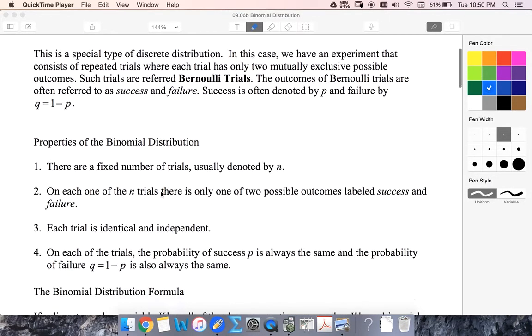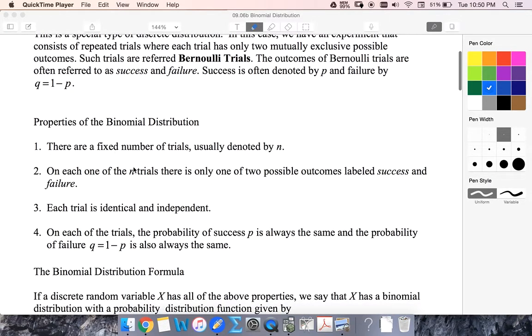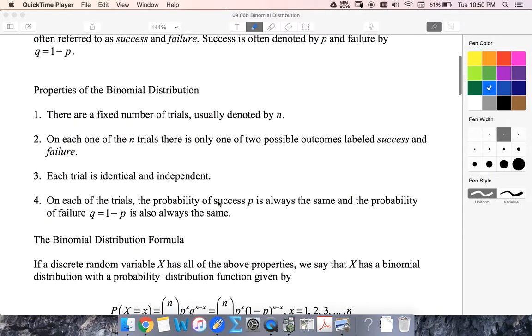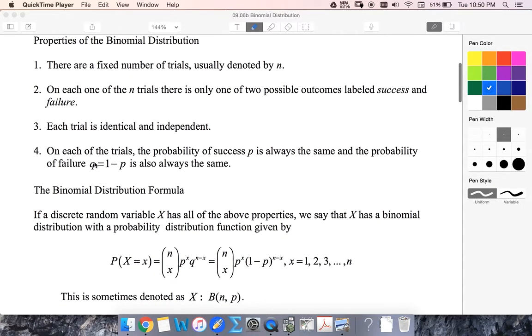So what we need is, first of all, a fixed number of trials. So we flip a coin 10 times or 50 times. In each of these trials, there's only two outcomes, success or failure. So in the case of flipping a coin, maybe heads would be success and tails would be failure. Each trial has to be identical and independent. The probability has to stay the same, so that goes back to being independent. So probability of success is P. Since there's only two outcomes, probability of failure is going to be 1 minus P.